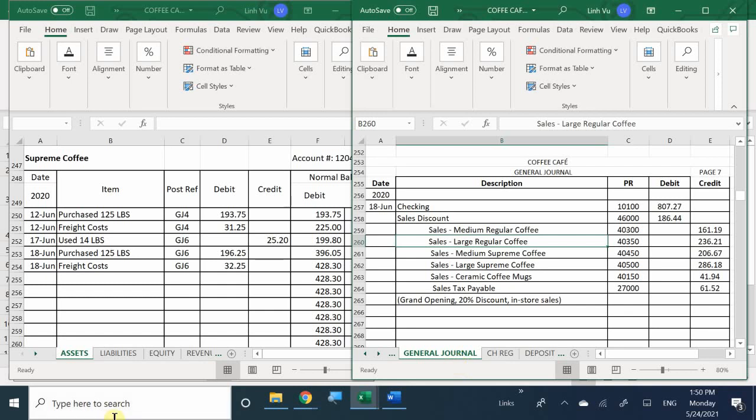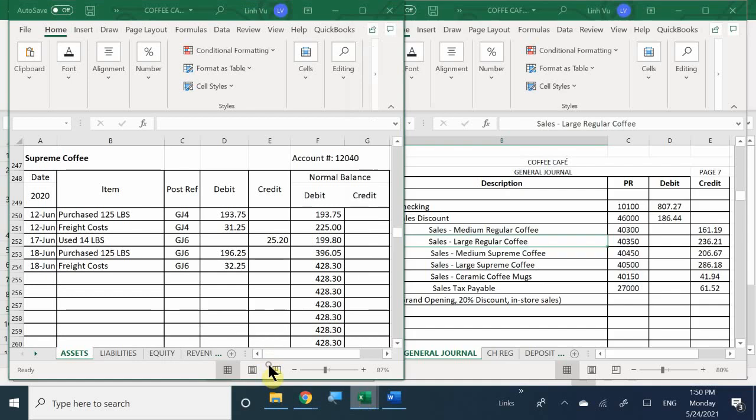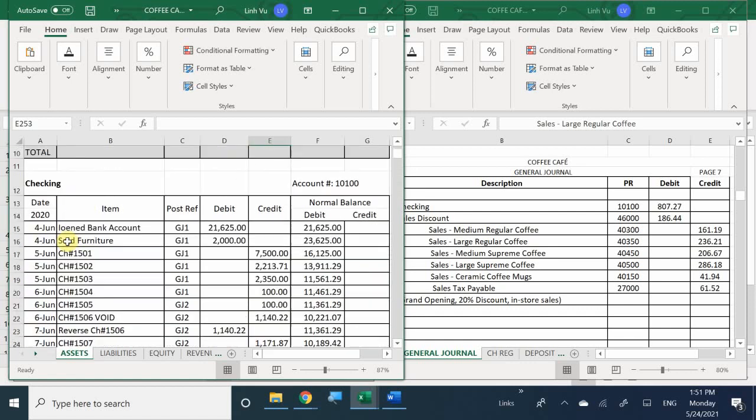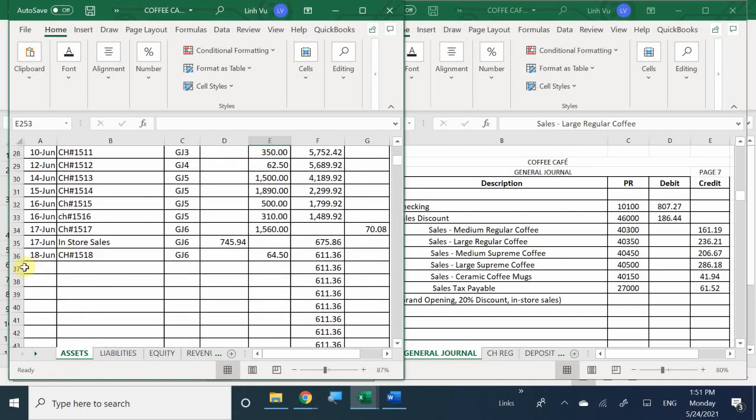So then now we can go ahead and go to our ledger. Checking. In-store sales, GJ7, and a debit for 807.27. Which brings my balance to 1418.63. Awesome.